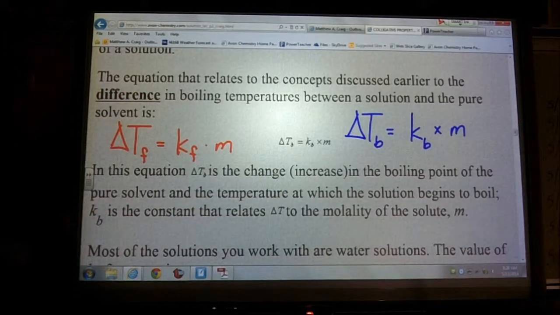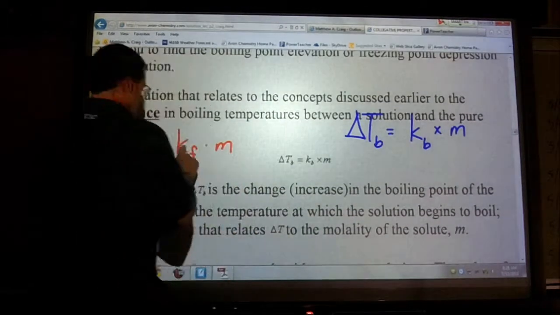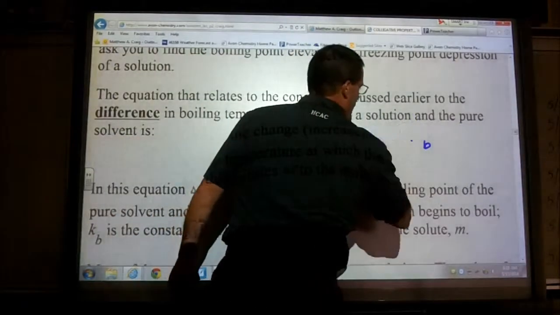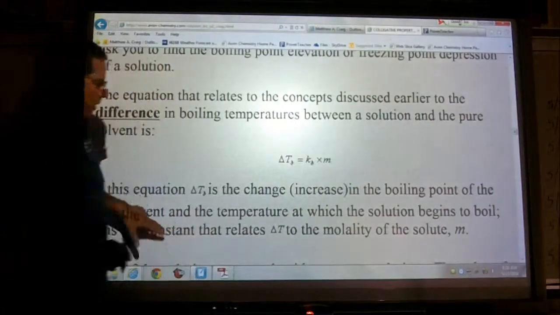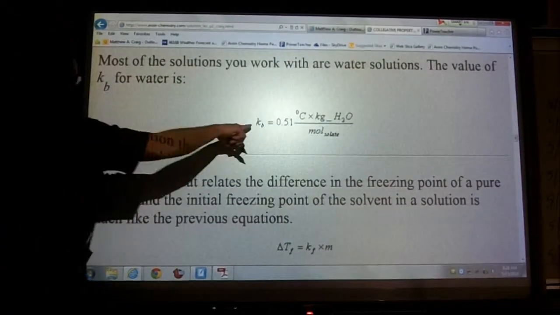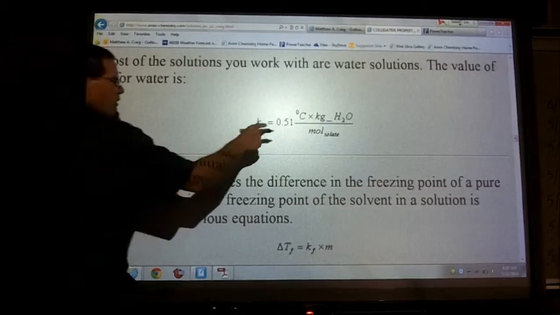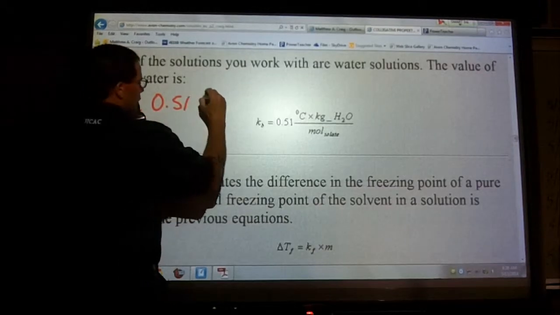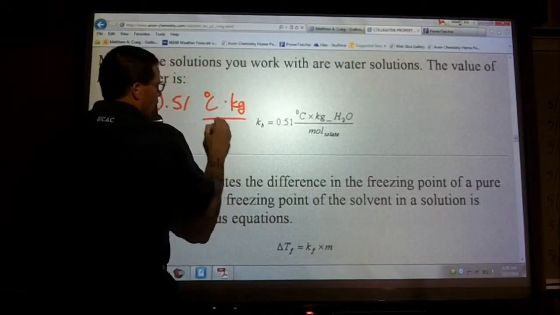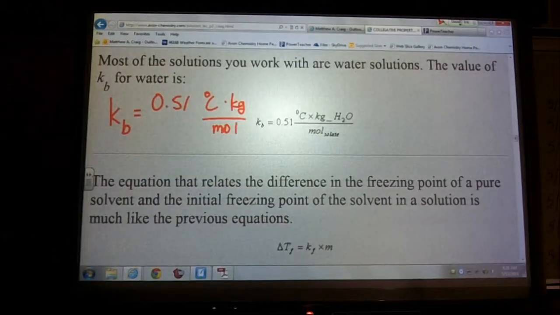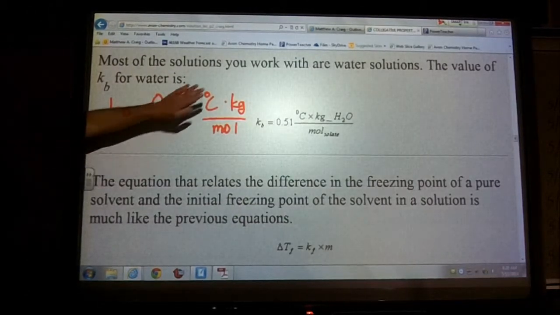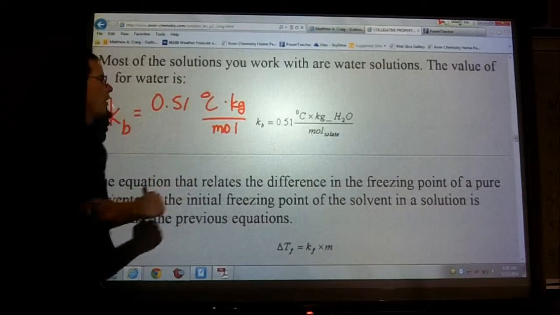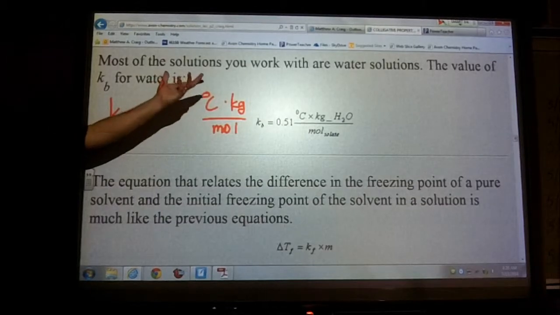There's also 2 constants that are given. The constant is your K sub B or your K sub F. And they look something like this, where it's very similar units except the value is different. So the K_B is 0.51, and it's degrees Celsius kilograms over moles. Now, it's the inverse of the molality when you look at kilogram moles. So that has been flipped, but the change in temperature is on top.